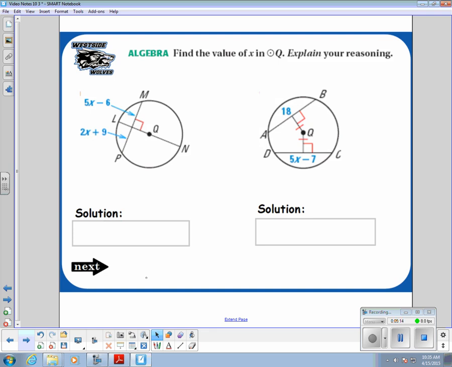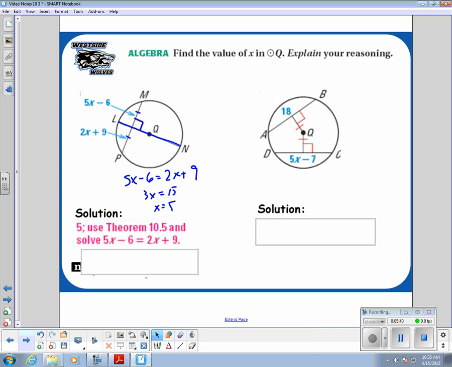All right, as we look at this problem here, notice that we have a diameter, we have a right angle, and we know if you have a diameter and right angle that these two have to be congruent. So then I have 5x minus 6 equals 2x plus 9, and you should be able to solve that for x. We get 3x equals 15, x is equal to 5. Remember that I could even ask something like, what's the length of the whole arc or something like that, so you should be able to solve something like that also. So then we're using theorem 10.5, which is that a diameter perpendicular to a chord bisects the chord.